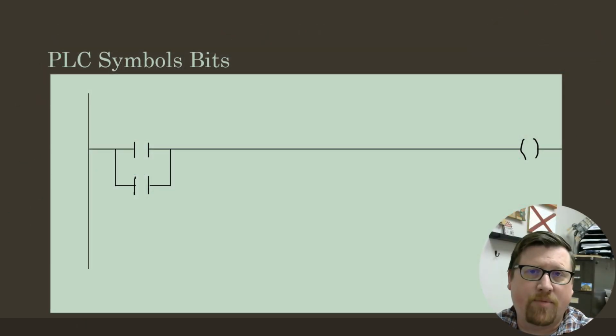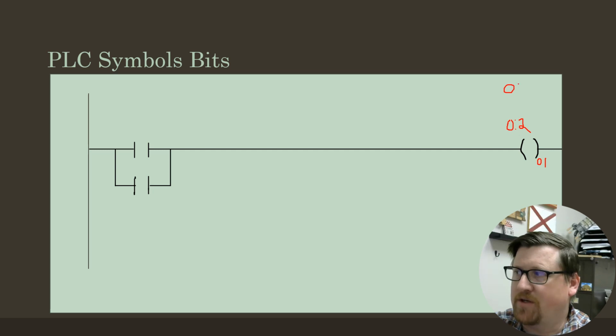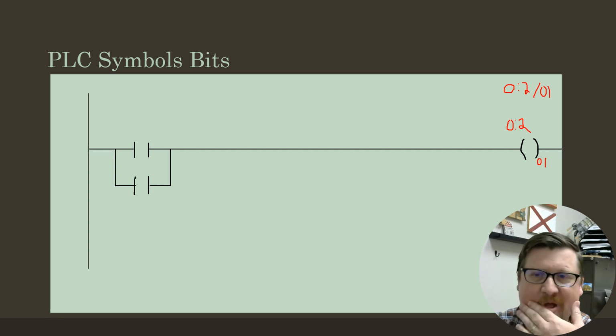Okay, so next up are bits. But before we talk about the bits, we're going to talk for just another second about outputs. So we have an output address here, such as O:2 slash, let's just say it's 1. So our output here would be written as O:2/01. That's an address for this output. That's my address for this output.